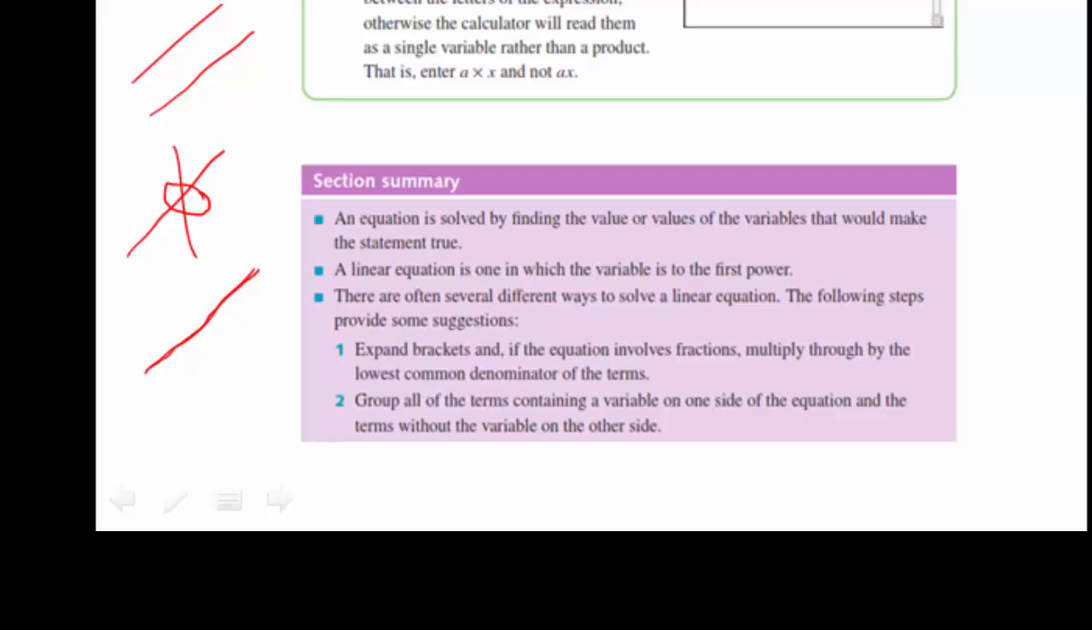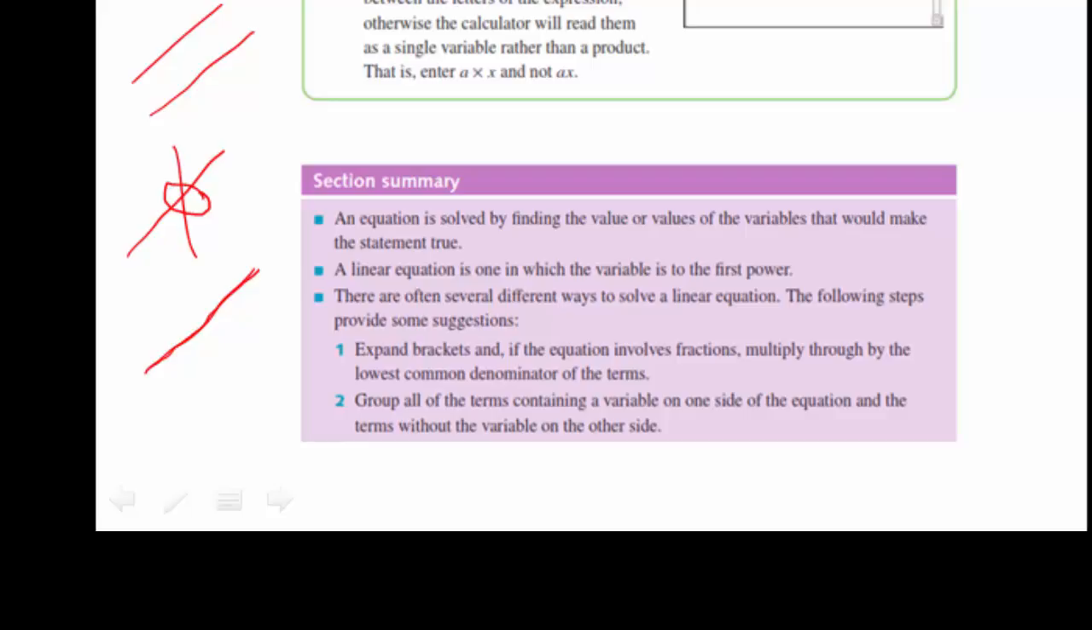And there are often several different ways to solve linear equations, and we've seen many of them, and the following steps provide suggestions about how to solve them via algebra, and I also showed you how to solve them by trial and error and graphically.